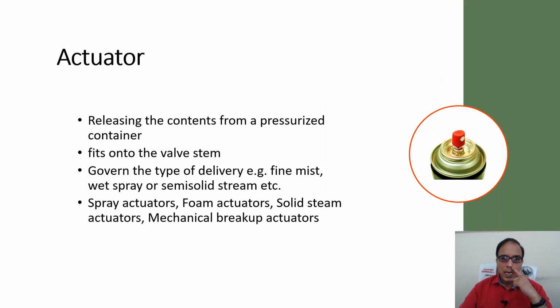Actuators. It helps in releasing the contents from a pressurized container. It is the upper part, as you can see in the figure. The upper red part is the actuator. It fits onto the valve stem. It governs the type of delivery: fine mist, wet spray, semi-solid stream. All these types are governed by the type of actuator you are using in an aerosol system. Spray actuators, foam actuators, solid stream actuators, mechanical breakup actuators. So depending on the type of product and delivery desired, the actuators may vary.